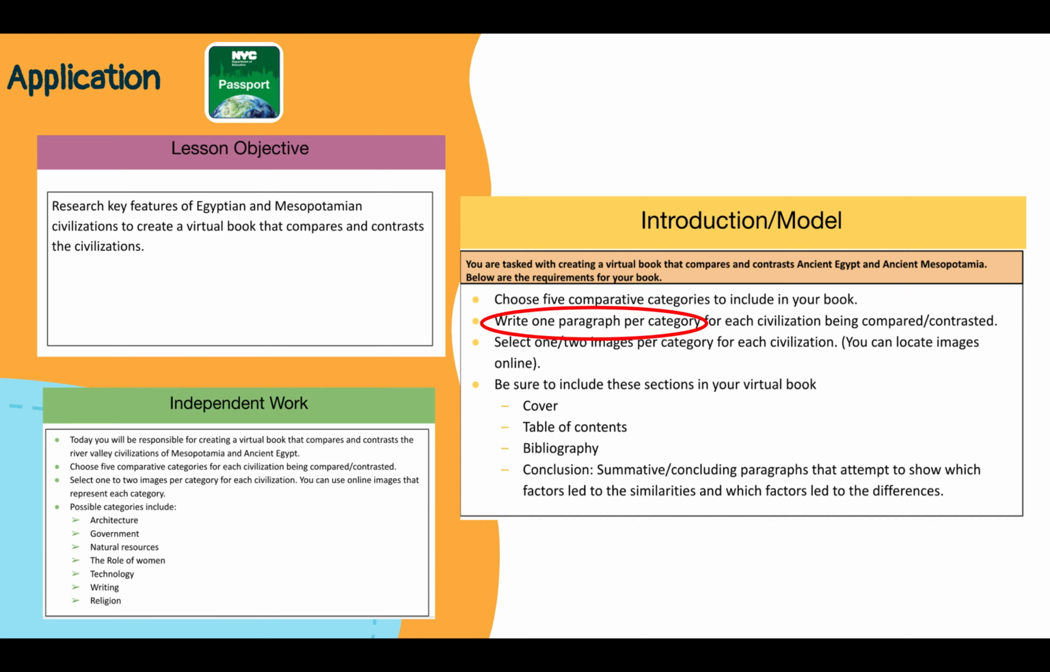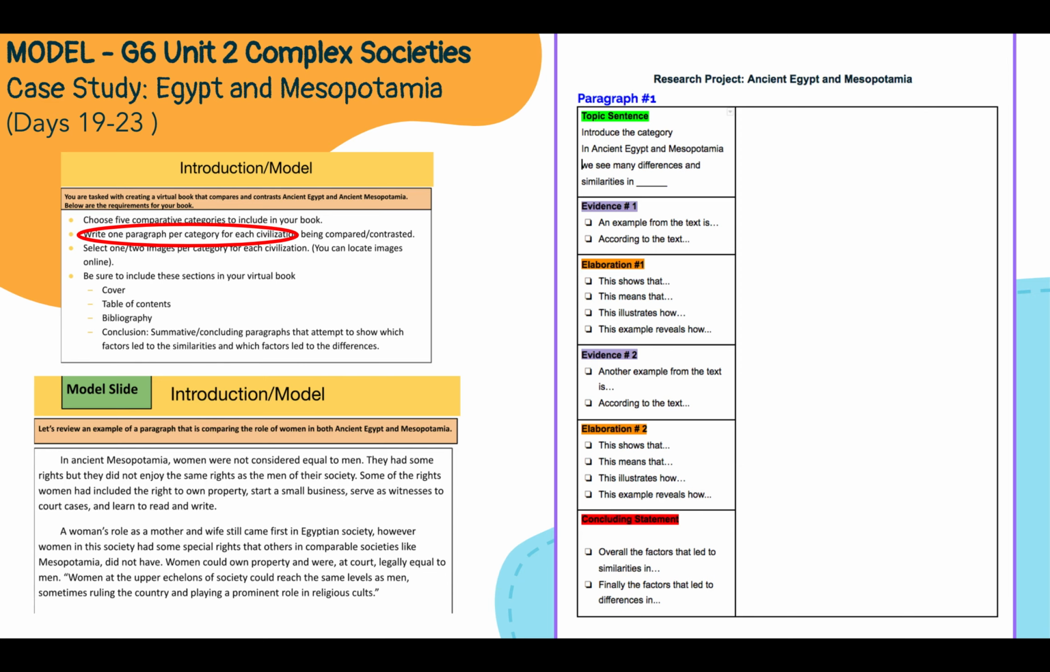This is a great opportunity to implement this strategy either before this lesson or during this lesson so that students are able to successfully complete the writing portion of this task. In Unit 2, titled Complex Societies, there is a case study in days 19 through 23, titled Egypt and Mesopotamia.